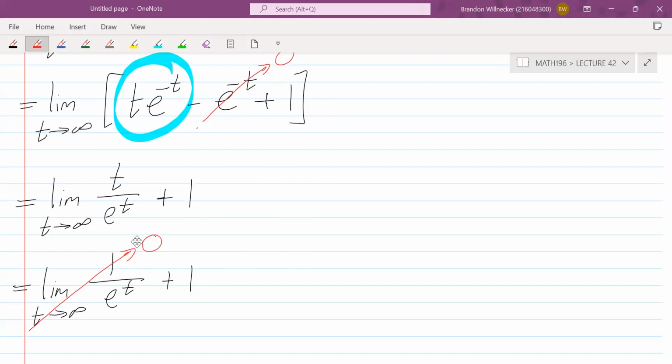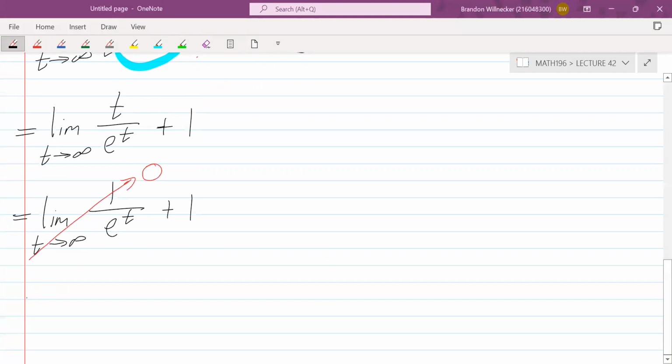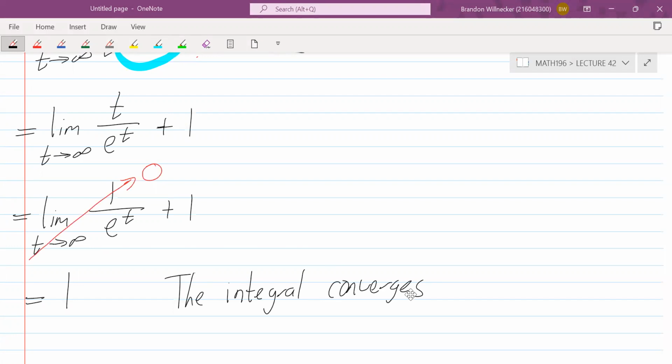So now we know the true value of this limit. It did have an indeterminate form first, and we used L'Hopital's rule to figure out what that value is. So finally, we get the value of 1. This is finite, so we can say the integral converges. And we also know that the area is 1.